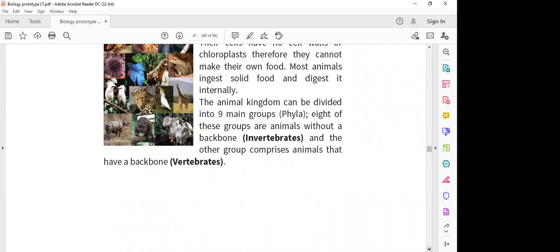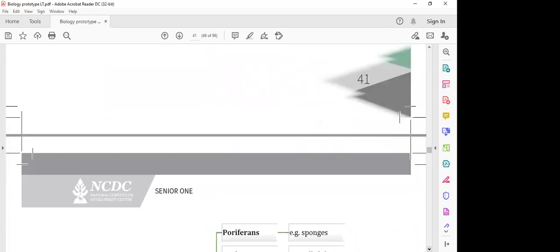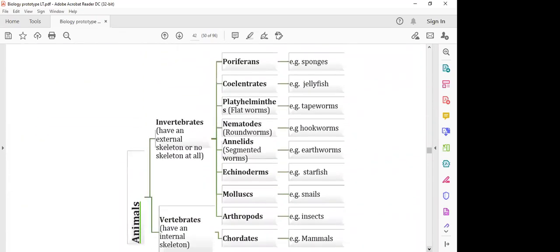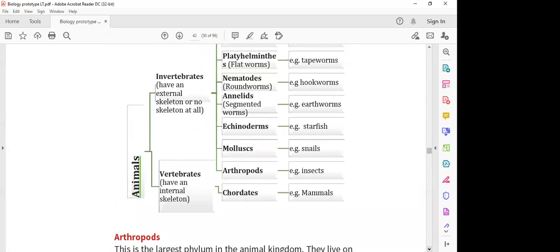Those 9 phyla, we said 8 of them have no backbone. That is the main characteristic of all the 8. Then the only one with a backbone forms the phylum Chordata, or the vertebrates. Those are organisms that have an internal skeleton, whereas most of the other invertebrates either had no skeleton at all, or if they possess a skeleton, then it is an external skeleton.